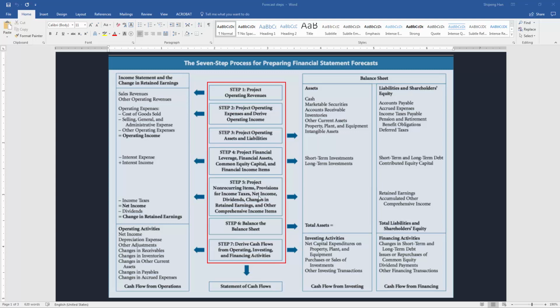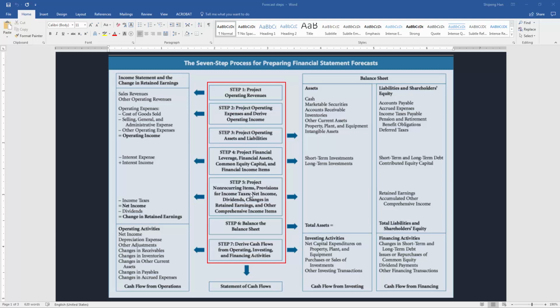So forecasted net income will be available. For the non-recurring items, when we forecast the financial statements, we only keep the sustainability of earnings. So for non-recurring items, we simply assume their amount will be zero in future, because the definition of non-recurring item means they are not going to happen in the future.